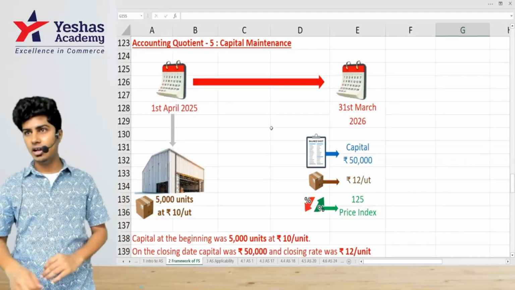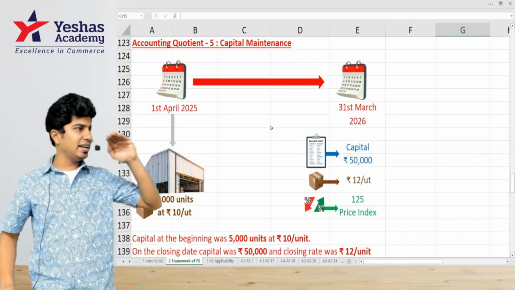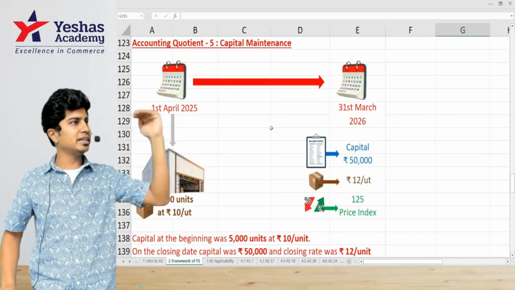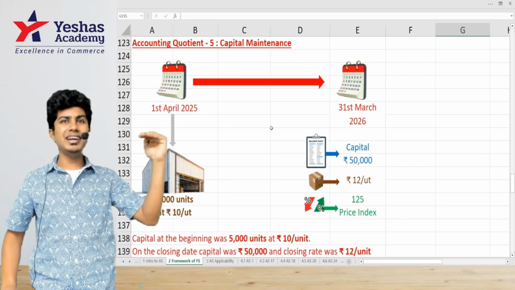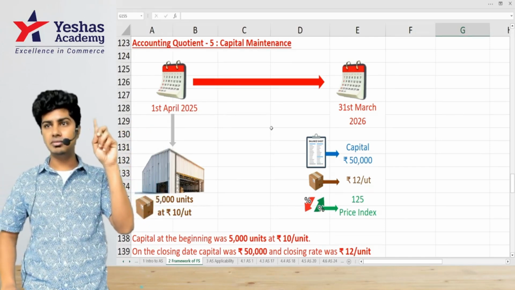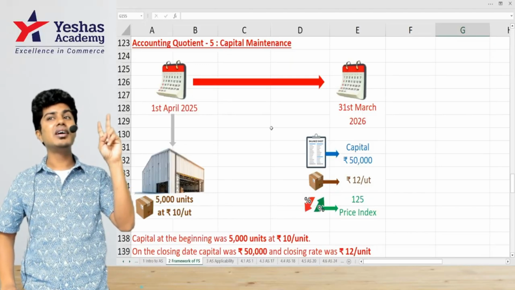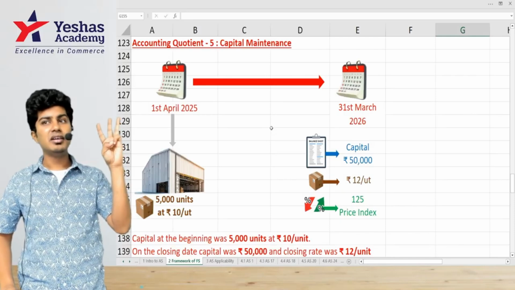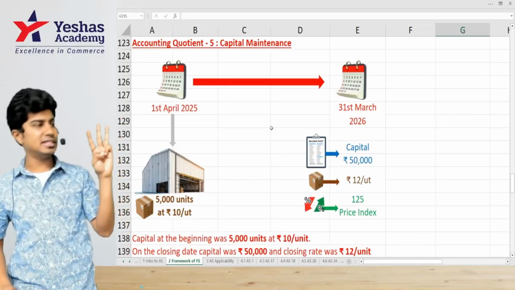Like we discussed a while ago, capital has to be maintained in such a way that the business does not deplete or decrease. It should be maintained at the same level. This can be done under three methods. First, historical cost method. Second, current purchasing power method. Third, physical capital method.